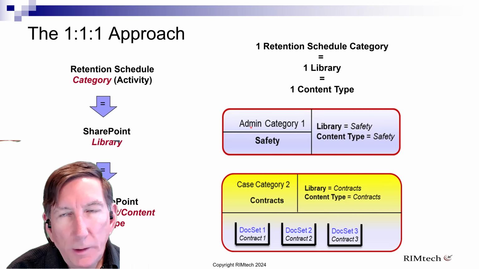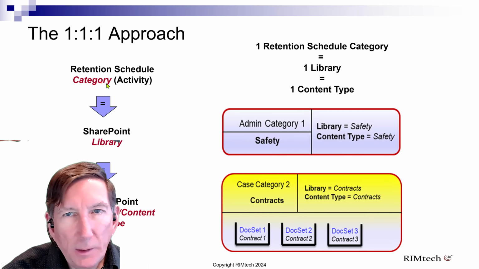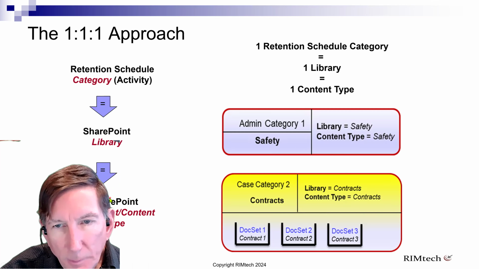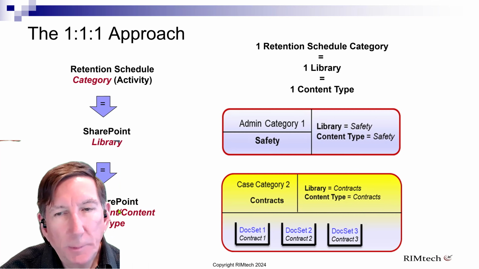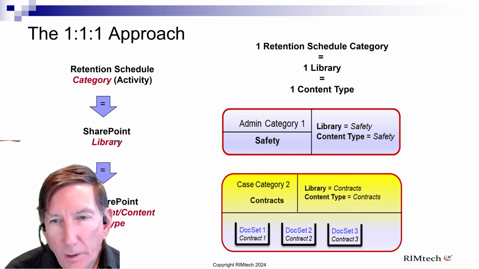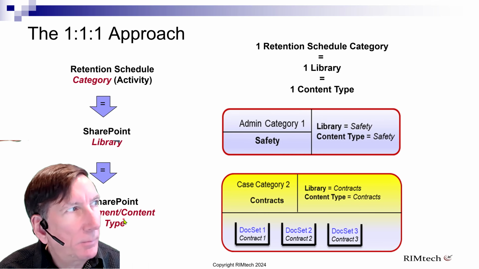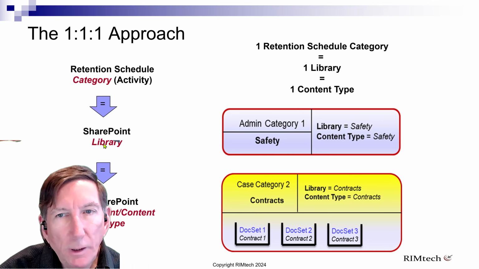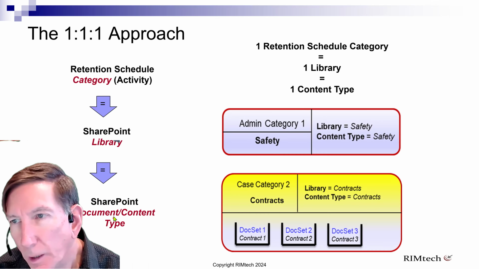We use the one-to-one-to-one strategy, which means that one activity or category in the retention schedule equals one library in SharePoint of the same name, which equals one content type in SharePoint with the same name. Okay? What is a content type? It's a container of metadata fields called columns in SharePoint. So a content type, think of it as a plastic shopping bag of columns for that library. Every library has a bag of columns in it, okay?